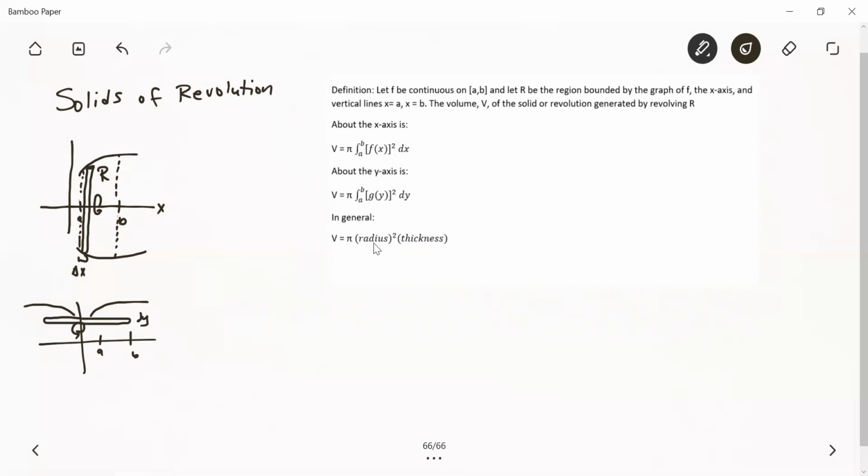In general, it's pi times the radius squared times the thickness. So that's kind of the general idea. Let's do an example of this problem.